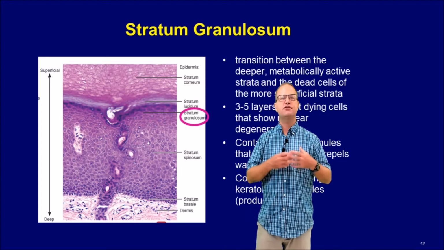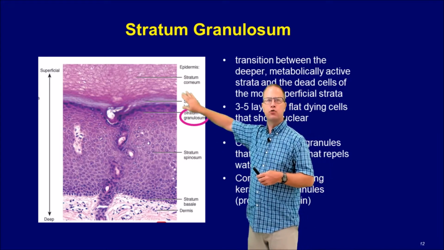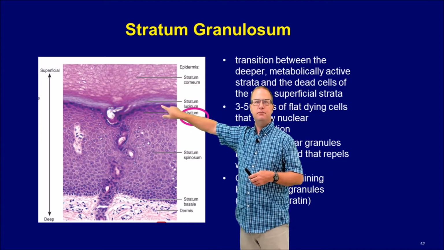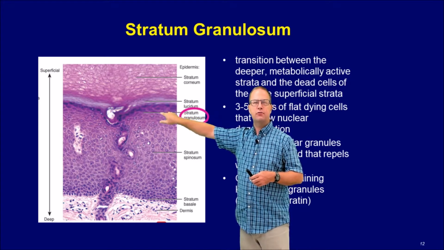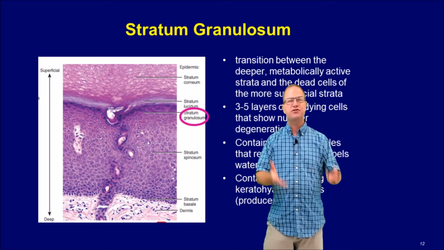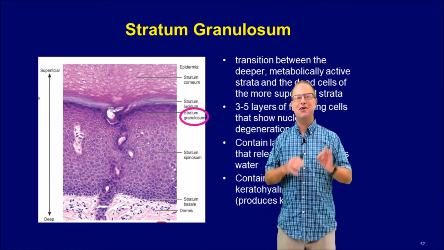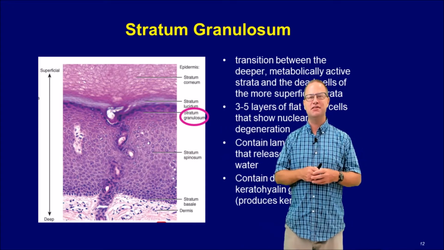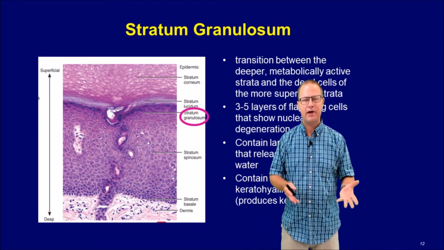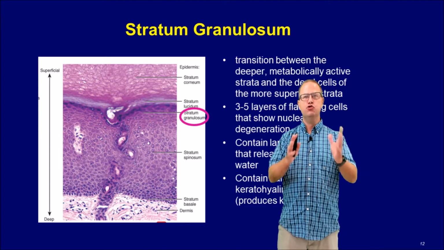Okay, above the stratum spinosum is something called the stratum granulosum. Now, granulosum means grainy-like. Okay, this is the stratum granulosum. And within the stratum granulosum, cells are beginning to undergo something called apoptosis. So apoptosis is programmed cell death. We're telling our cells, you must die.